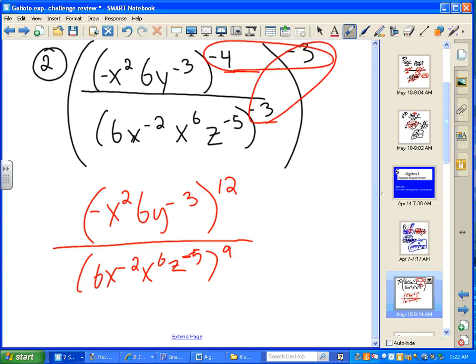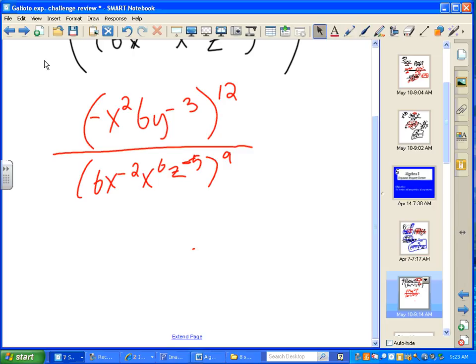So that was the first step. Dirk, what's the next step? Good. We now need to distribute that exponent to every single thing inside parentheses. The negative in front of the x just stays in front of the x. Okay? So we have here negative x to the 24th, 6 to the 12th, y to the negative 36.